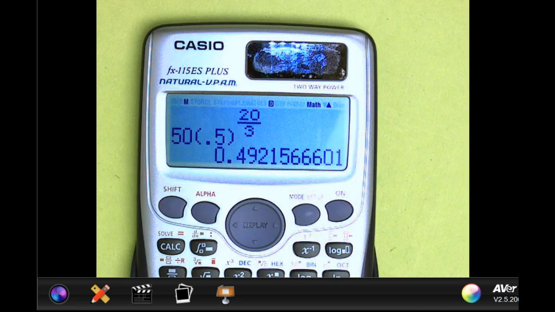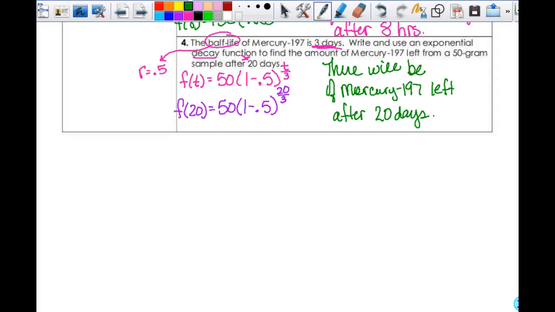Which again, sometimes these things get really long and you can't even see what you're typing in. That just kind of becomes it. All right, so then my answer to that is 0.492 grams. So there will be 0.492 grams of mercury-197 left after 20 days. Yes? Good.